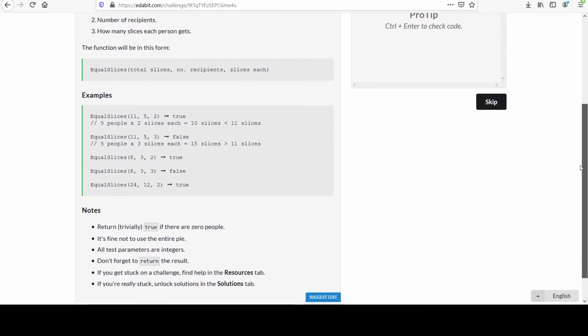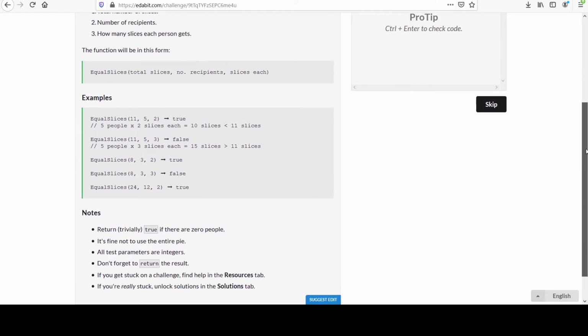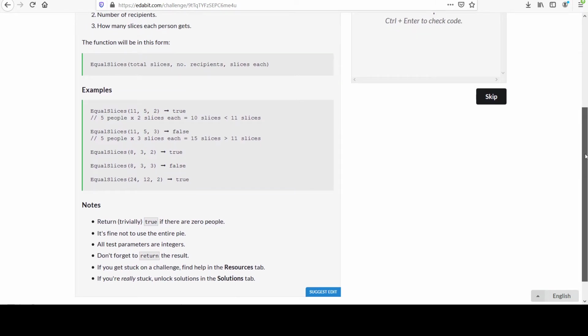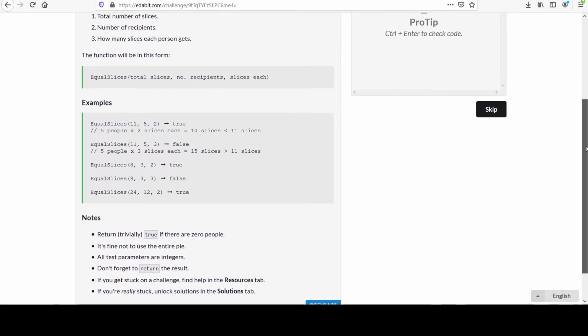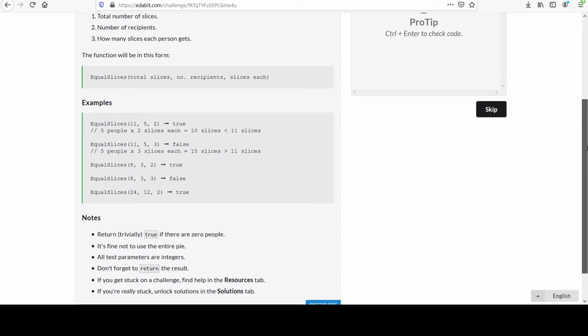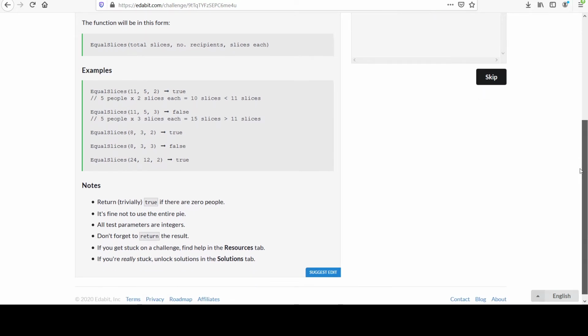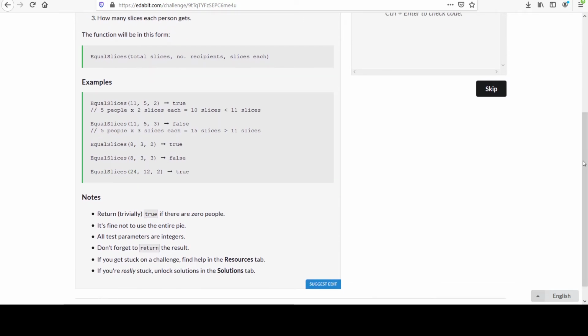They do have a note that you should return true if there are 0 people. So it's always good to be on the lookout for strange cases like that. When you think about the problem, 0 people, why would you do something for 0 people? But in reality, when you're programming, you have to be prepared for that kind of input, whether it's appropriate or not. And a lot of times people add error checking to handle these cases that may not entirely make sense.